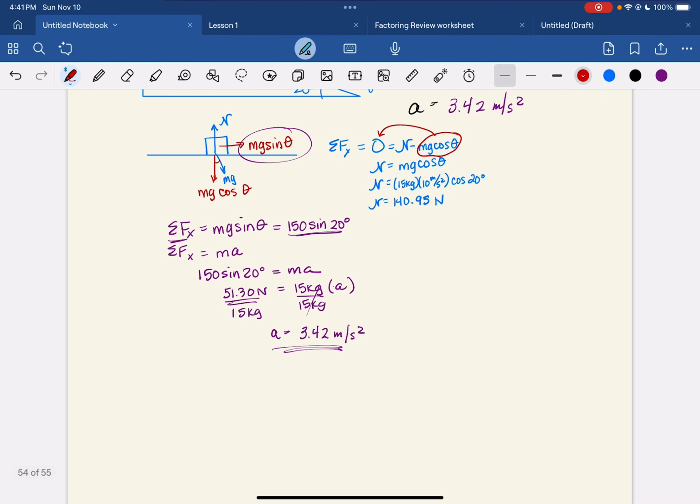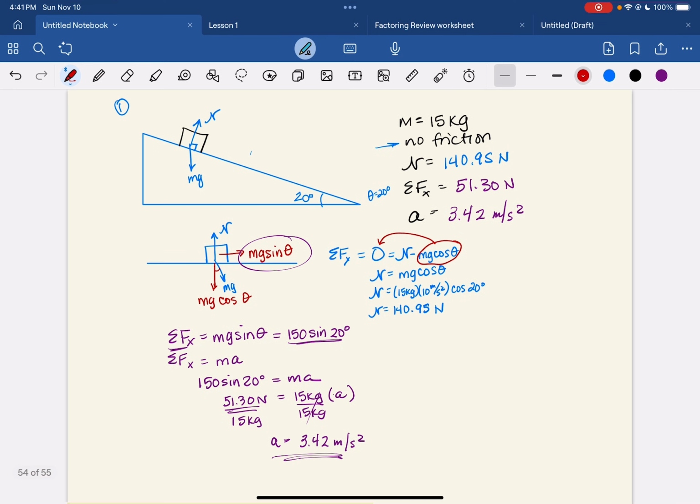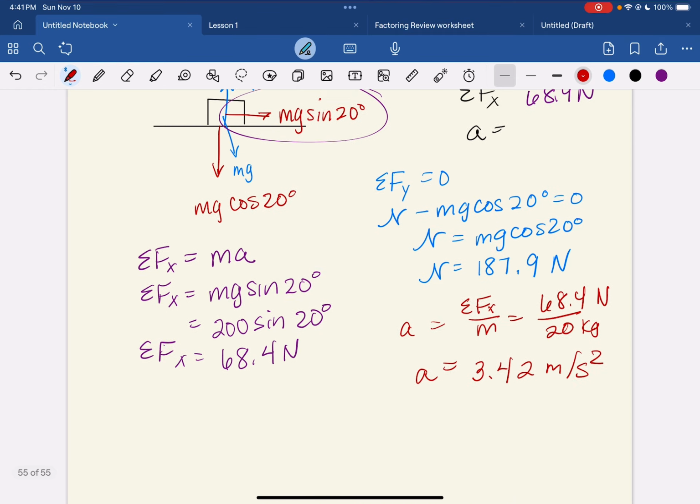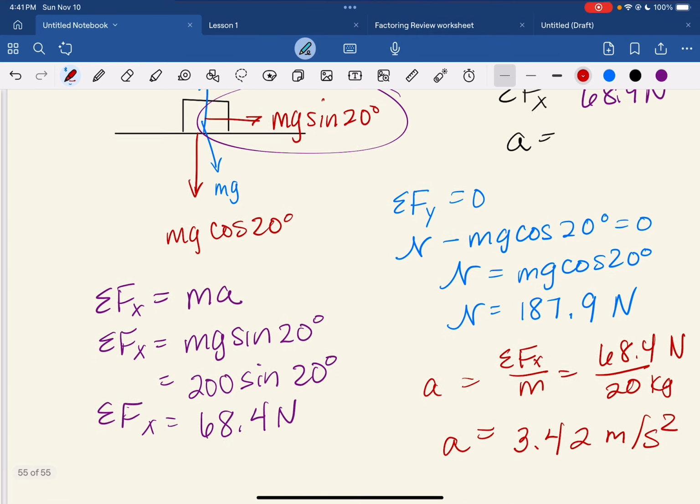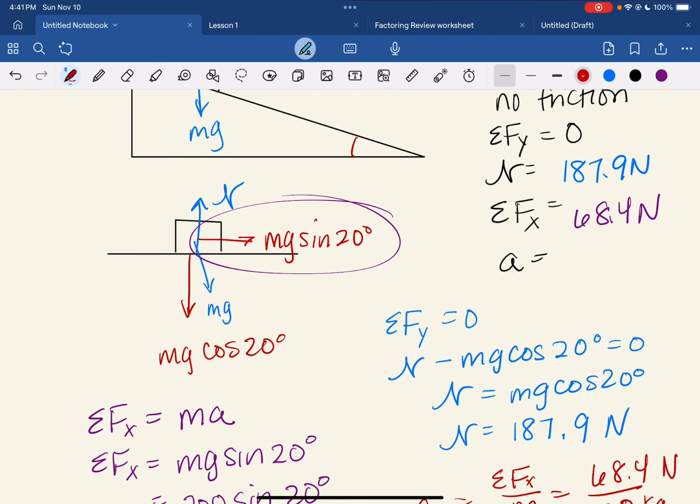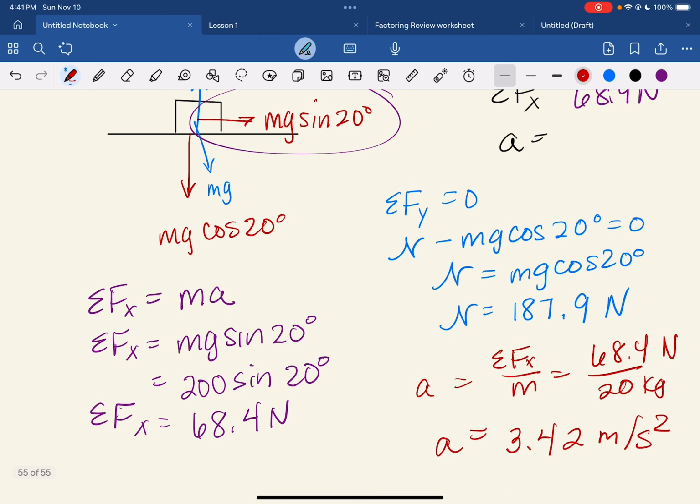Is that what we got in the last one? That is crazy. Okay, probably because of the whole angle. That makes sense. So when you don't change the angle, if you have no friction, then the acceleration of the object is going to be the same.